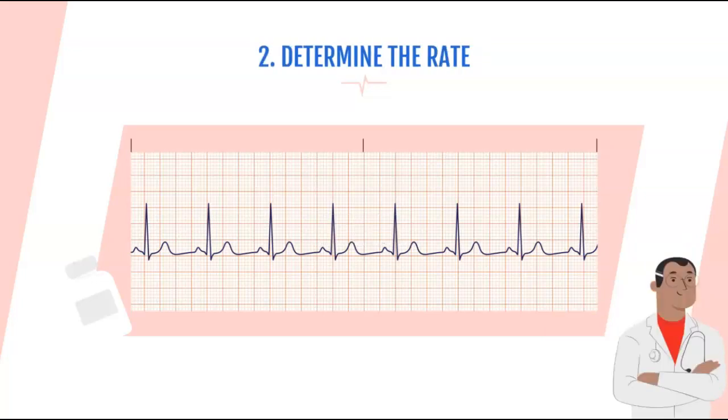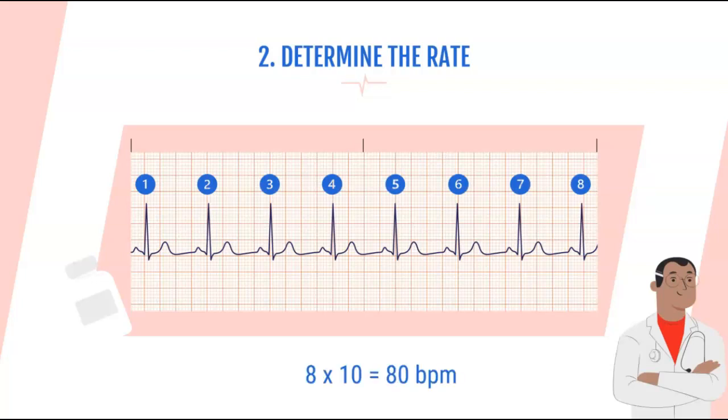Step 2 is to determine the rate. EKG paper is marked in increments of 3 seconds with a vertical line or the black tick mark at the top. If there are no tick marks, you can simply count out 30 large squares and that will give you 6 seconds. Using a 6-second strip, you can count the number of P waves, or the atrial rate, or R waves, the ventricular rate, and multiply by 10 to give you beats per minute.